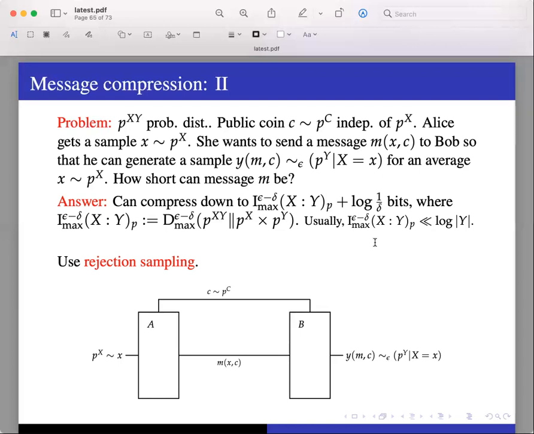Rejection sampling is a tool used in statistical sampling algorithms. So we are going to study it in detail. Is the statement clear? So what we'll come down to is I max epsilon, the smooth max mutual information between x and y.